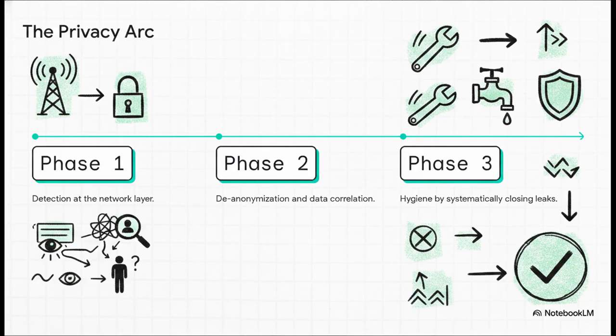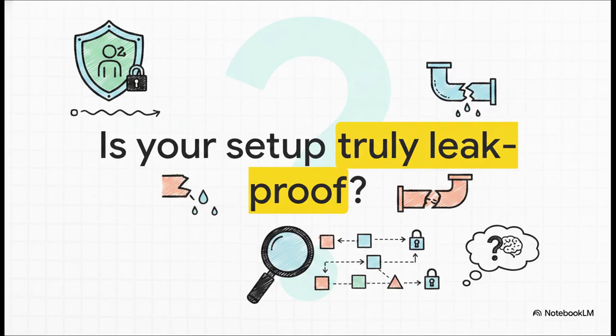By systematically closing every WebRTC leak, plugging those DNS leaks, securing our kill switches, utilizing multi-hop routing, and compartmentalizing our behavior, we completely eliminate the very leaks that attackers rely on to make those correlations. So, I'll leave you with this question. Is your setup truly leak-proof now?